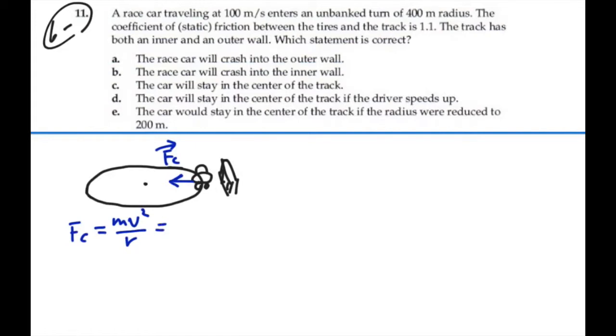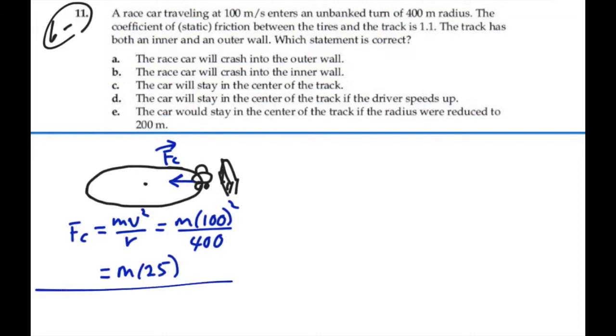And so we're going to be looking at mass times 100 squared over 400, and that is going to be equal to mass times 25. So in other words, the centripetal acceleration is 25 meters per second squared. Let's just write that down. 25 meters per second squared.